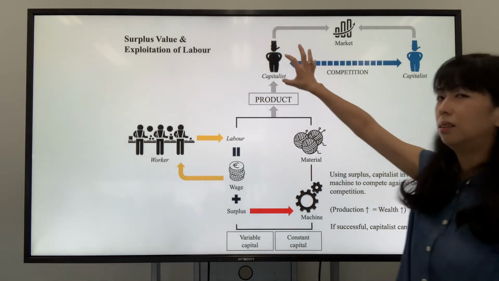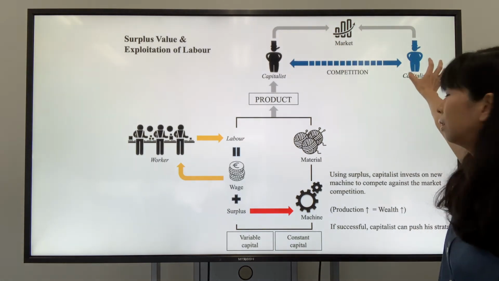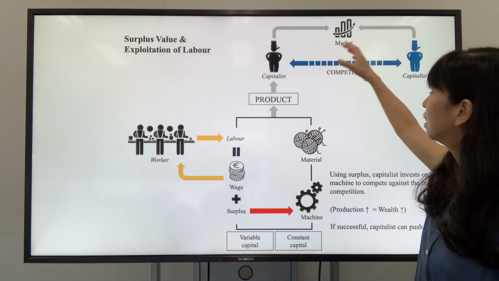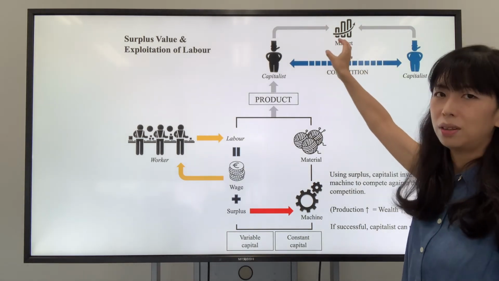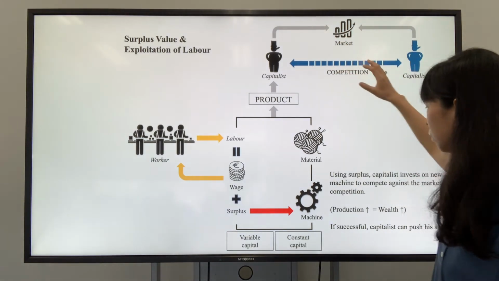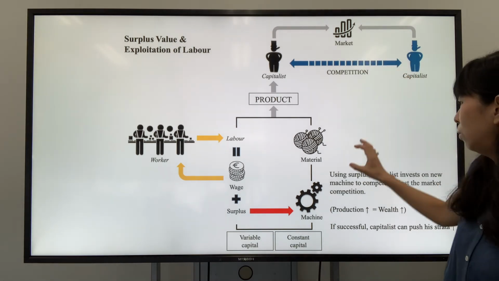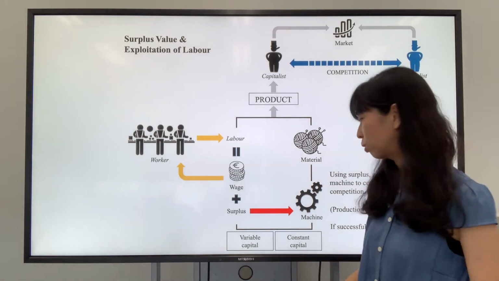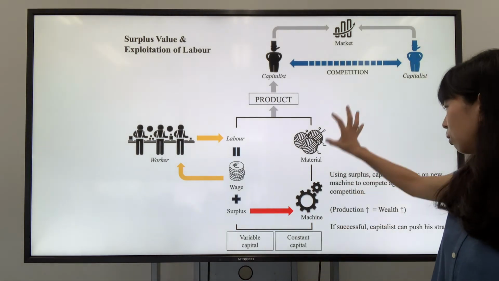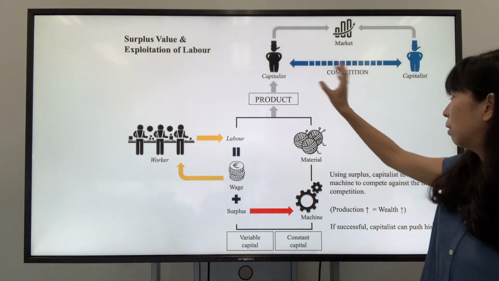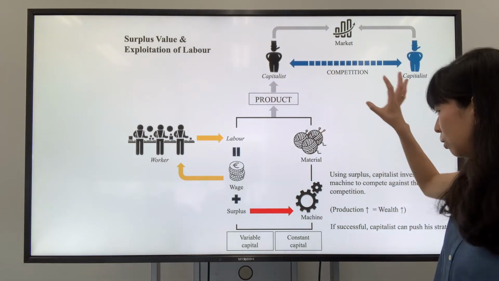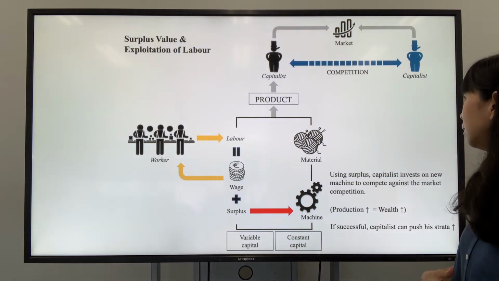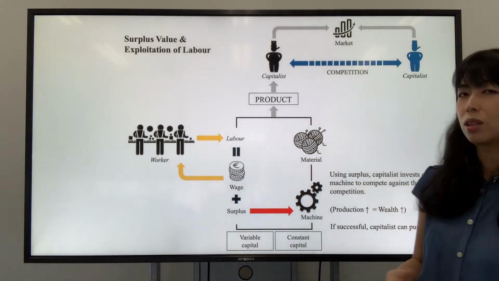So the capitalist has a competitor, another capitalist, and they are competing with each other, because this is how market profit or the net profit is decided. The more production you have, so if you upgrade your machinery, maybe you can produce even more products. So the production will go up, and therefore the wealth of the capitalist will also increase. And so if he's really successful, then the capitalist can push his strata upwards.